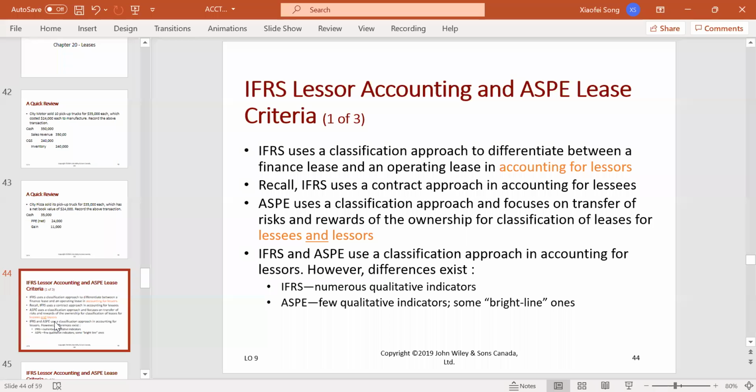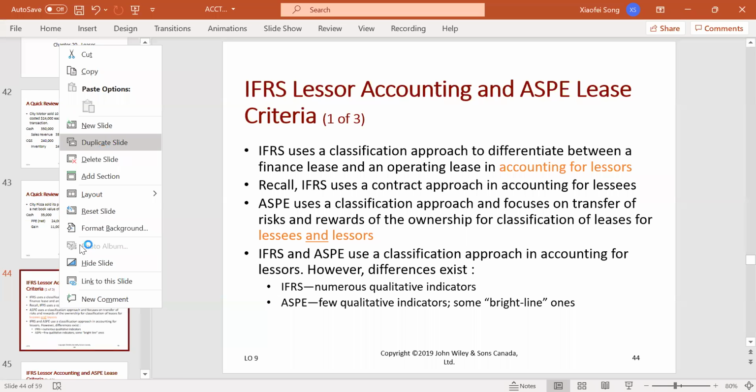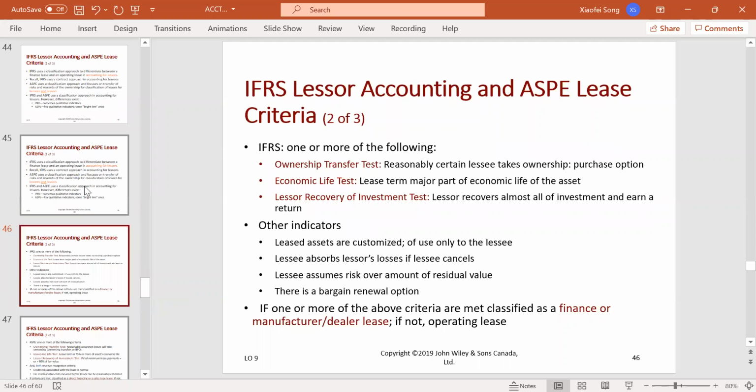Under ASPE, there is a bit more symmetry, so both lessor and lessee use a classification approach. If a lease is very similar to an installment sale or installment purchase, then we consider it a capital finance lease. Otherwise, it's an operating lease.